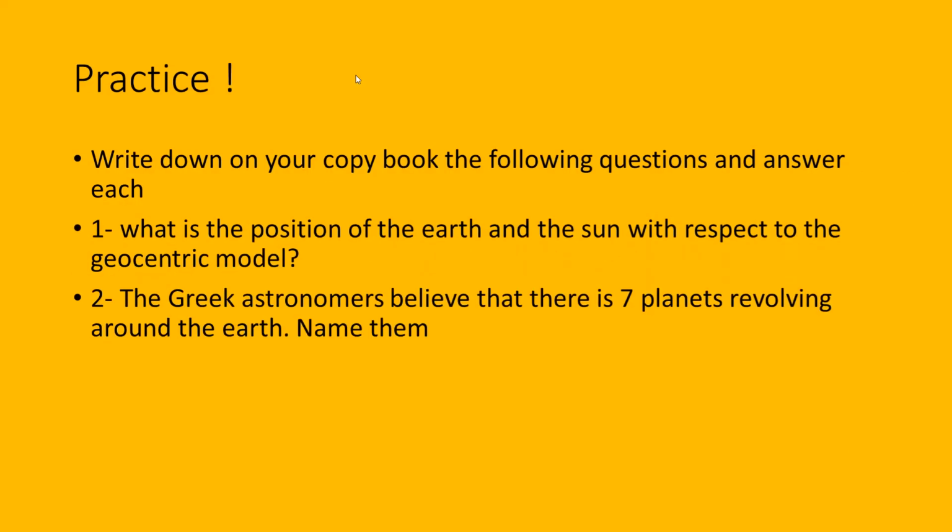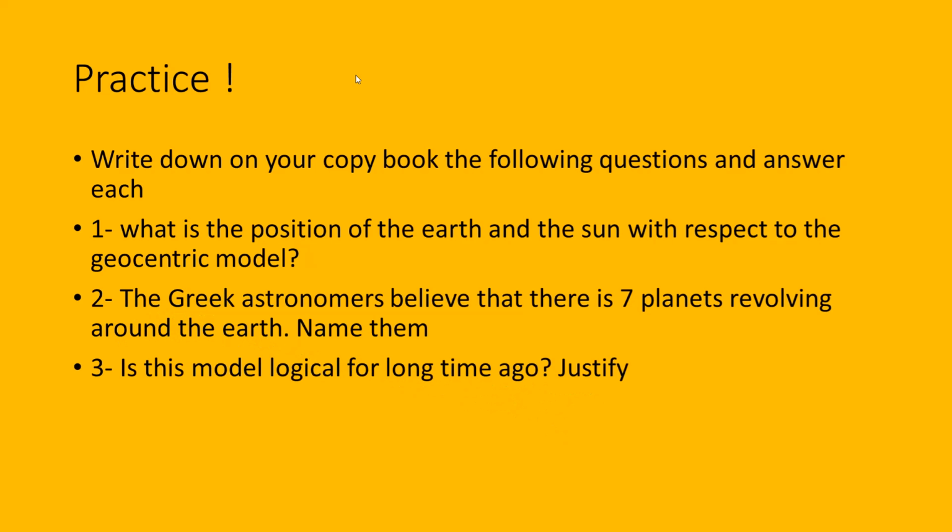So this is the first question. The second question: the Greek astronomers believed that there are 7 planets revolving around the Earth. Name them. And the third question: is this model logical for a long time ago? Is it logical for a long time ago, or is it not logical?